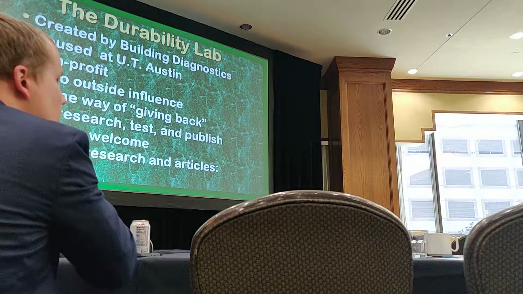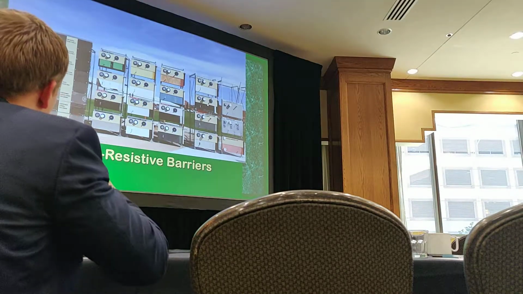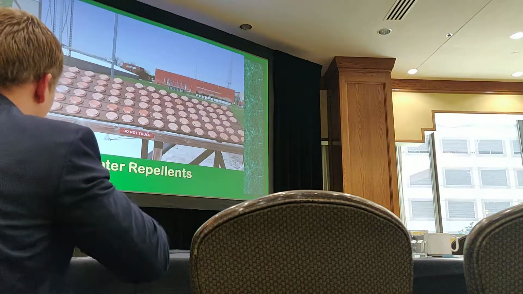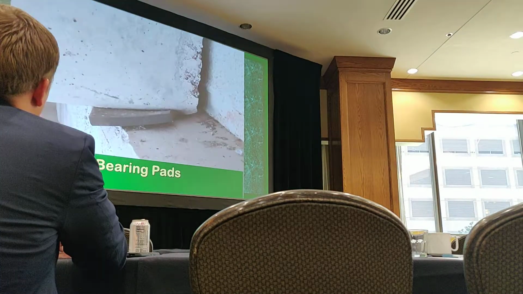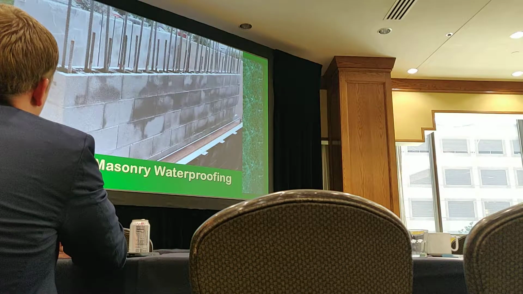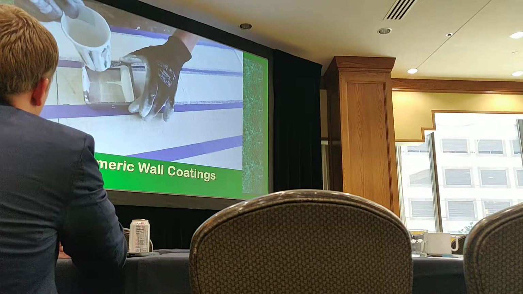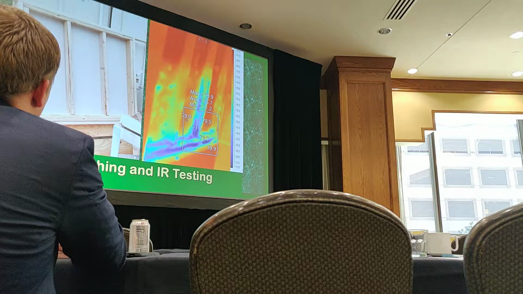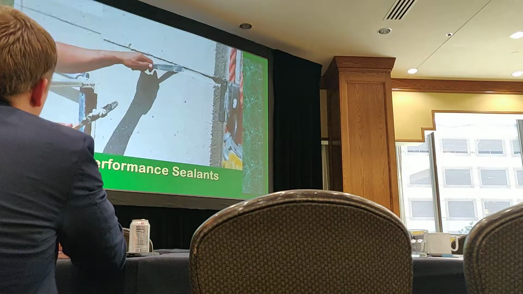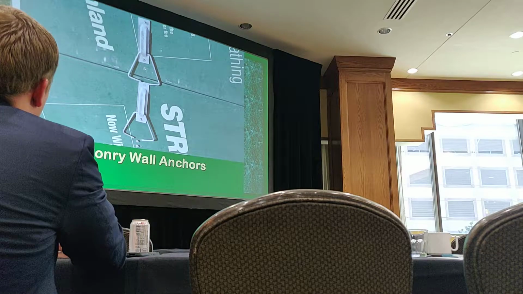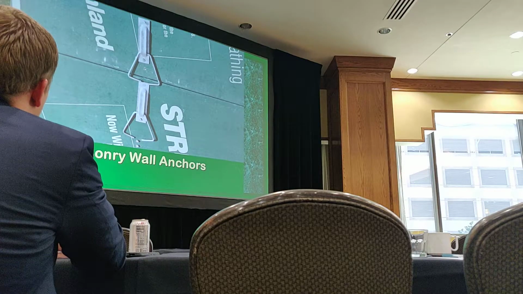So some of the recent research and articles we've published are on water-resistant barriers, architectural metals, water repellents, tapes and flashings, stucco, exterior doors, bearing pads in parking garages, concrete masonry waterproofing, elastomeric wall coatings, sheathing, and infrared testing, especially in hot climates, and the limitations on that technology in places like Texas. Balcony waterproofing, high-performance sealant, and what Bobby's going to come back to in a minute, one of his deep areas of expertise is in masonry wall anchors, and we've done quite a bit of testing in that area.